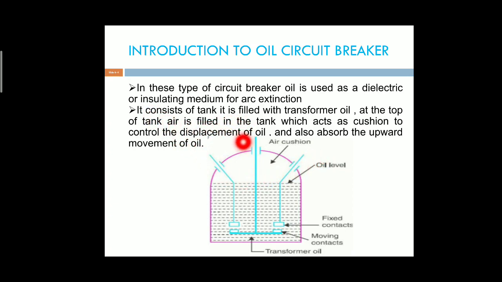It consists of a tank filled with transformer oil. At the top of this tank, air is filled, which acts as a cushion to control the displacement of the oil, and also absorbs the upward movement of the oil.